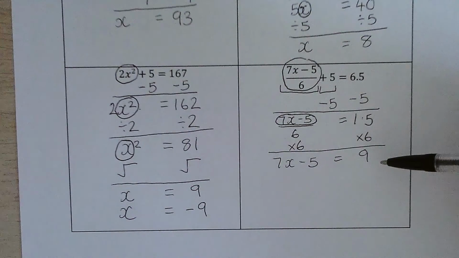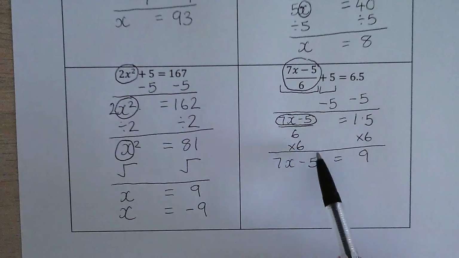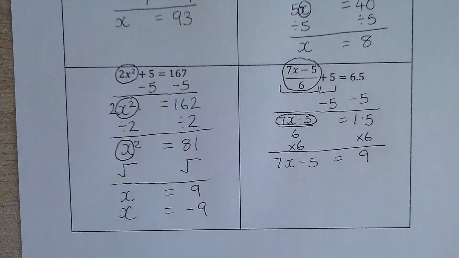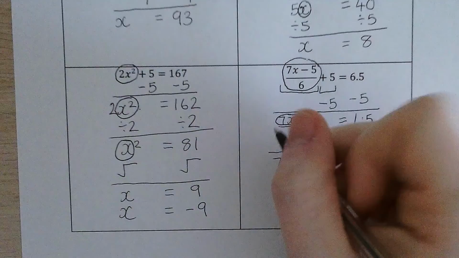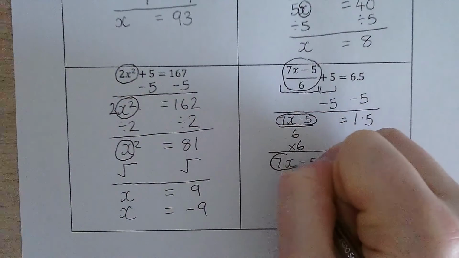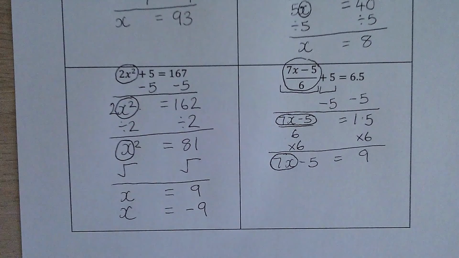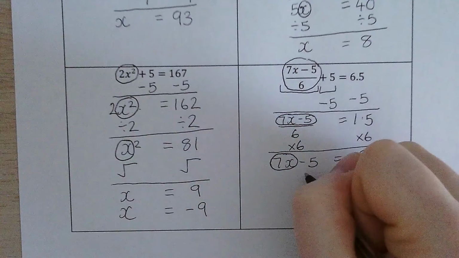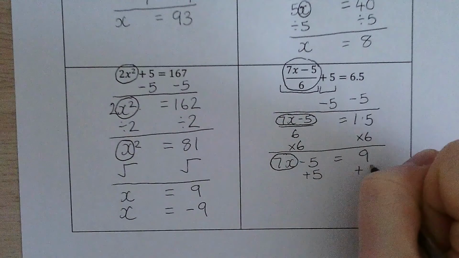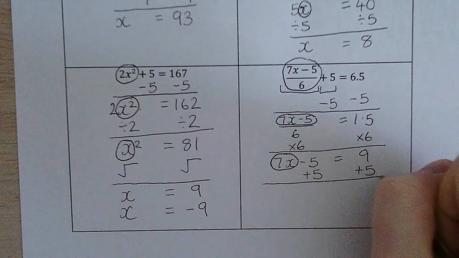Notice as we go through the question, we are changing the equation into an easier equation that we feel more comfortable with. We're still not done. We need to isolate the term that contains x. So we need to isolate 7x. So the opposite of taking away 5 would be adding 5 to both sides of the equation.